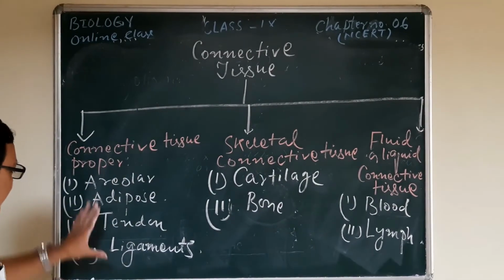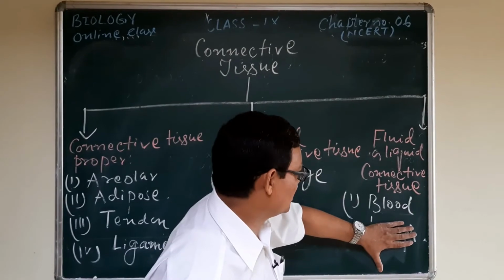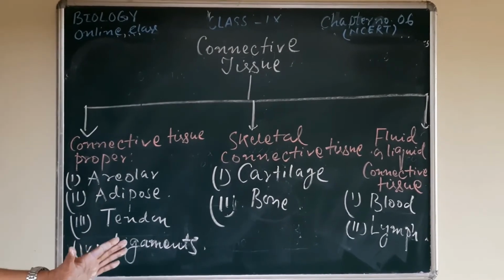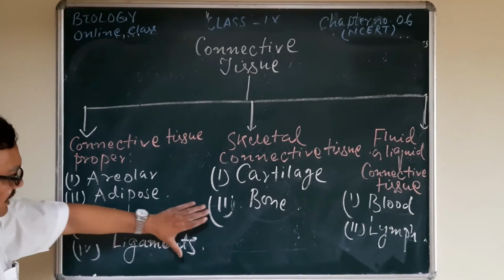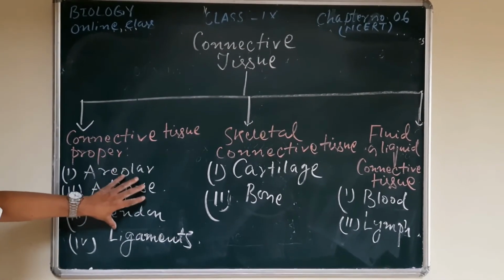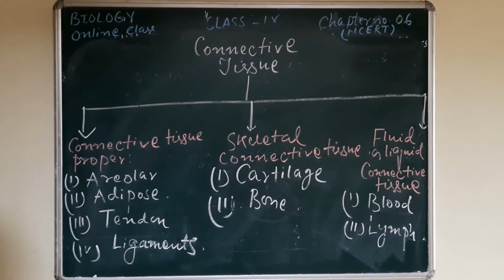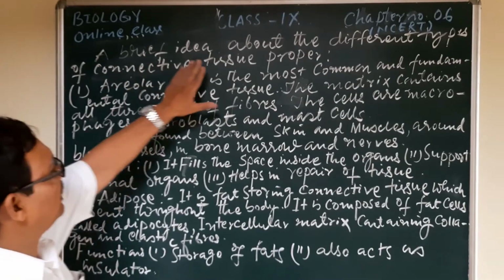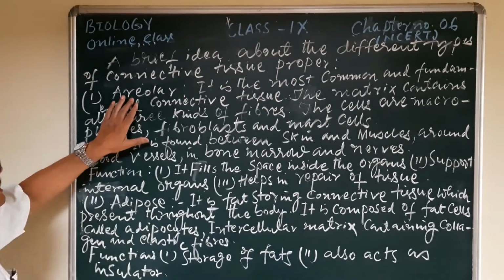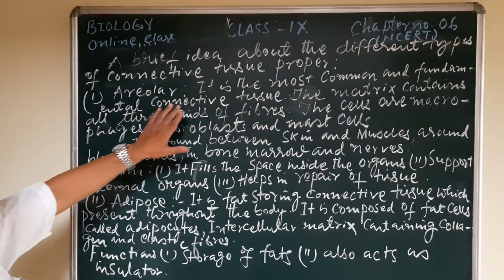Under this there are 4, under this there are 2, and under this there are 2 connective tissues. So these are all included, and it is the content of our syllabus. One by one we shall discuss each and every tissue. A brief idea about the different types of connective tissue proper. Here the first one is areolar. It is the most common and fundamental connective tissue.